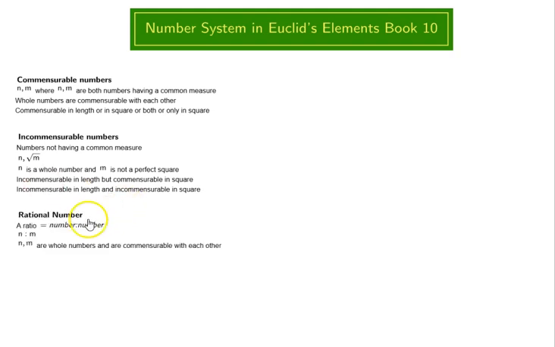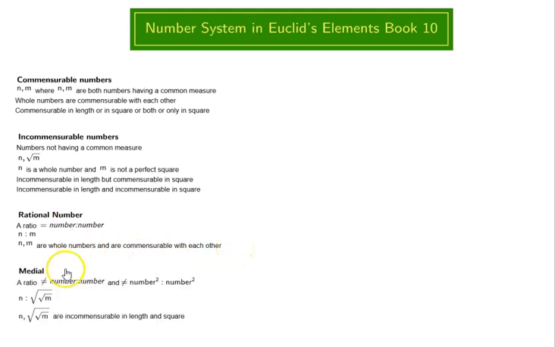So let's look at rational number. He says a rational number can be written as a ratio of number is to number. So n is to m. So n, m are whole numbers and are commensurable with each other.